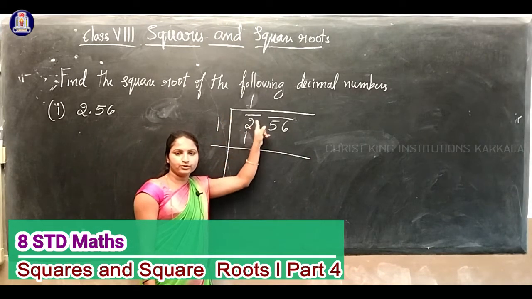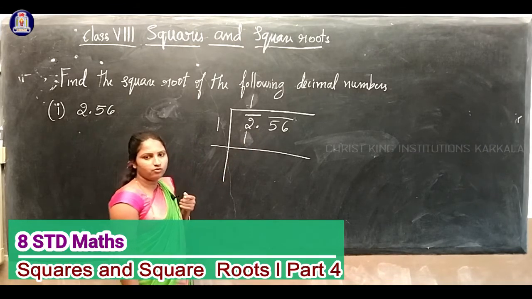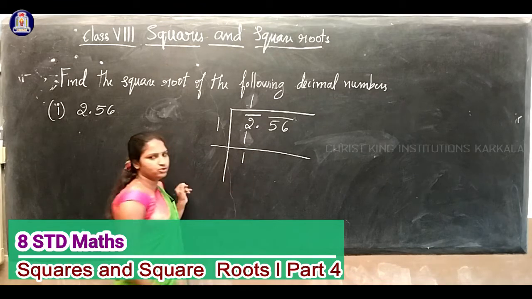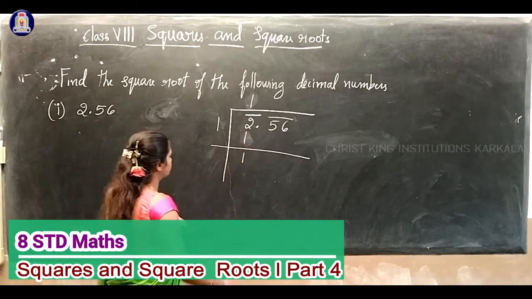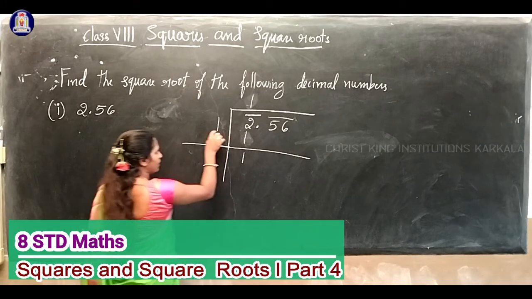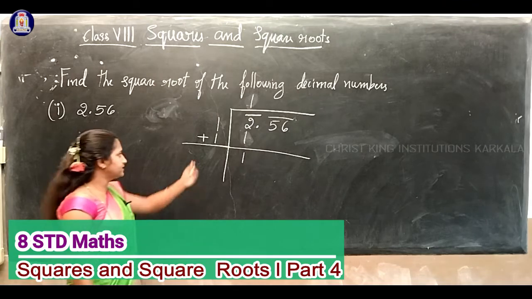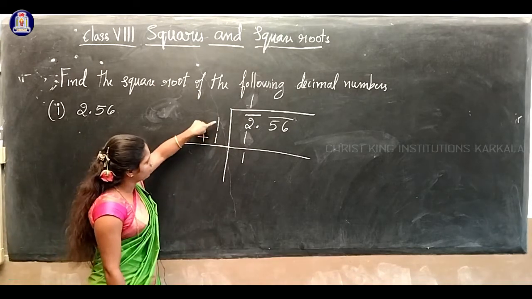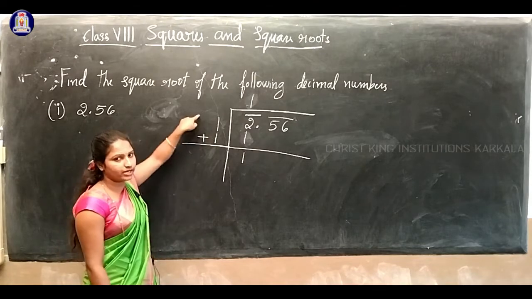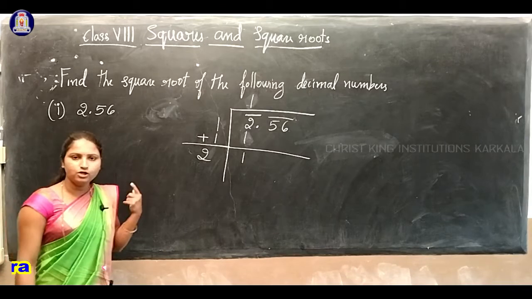Next step you have to subtract. So 2 minus 1 will get 1. Clear? So the next procedure is you have to add the same number in the next step. So we'll get 1 plus 1. So 1 plus 1 is 2.